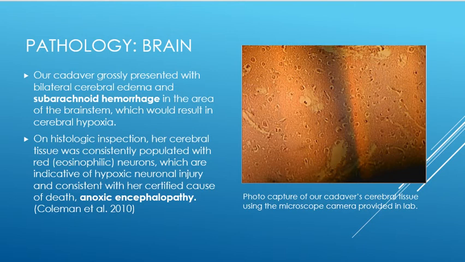When we further inspected the brain tissue under a microscope, we found red neurons throughout the entire slide, and that's suggestive of a hemorrhagic event occurring about 12 to 24 hours prior to her death.